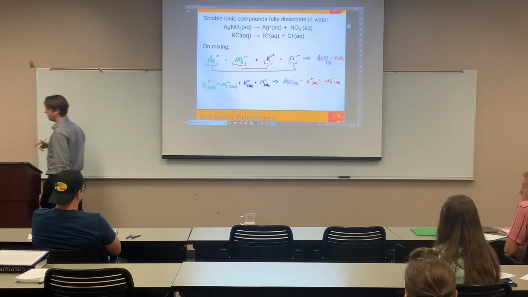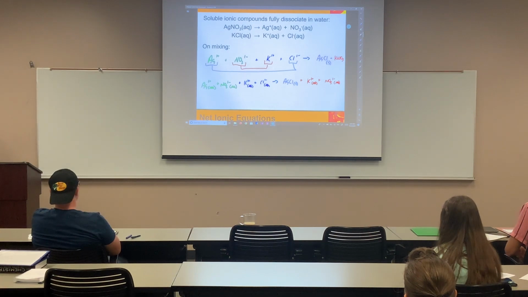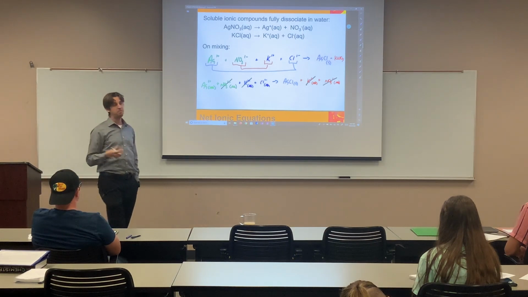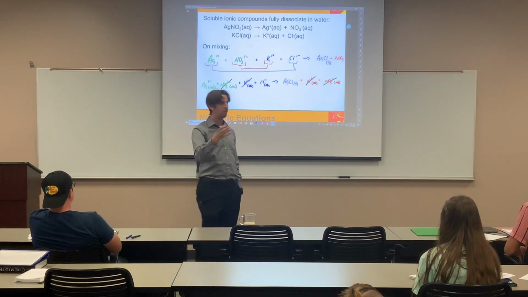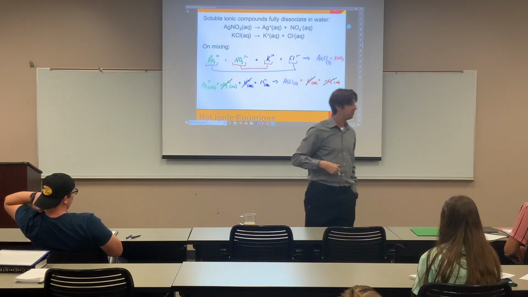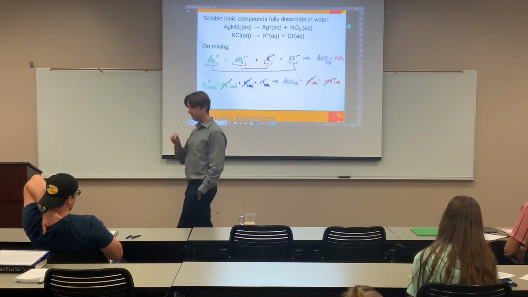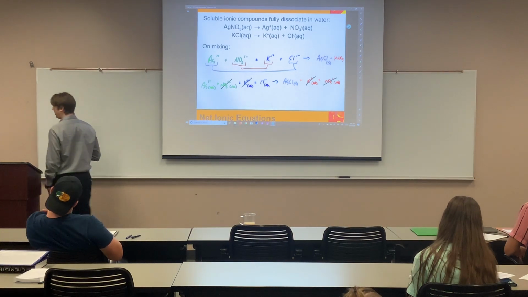Just get rid of it. Potassium doesn't do anything. You see how those are the same on both sides? It's just like in a mathematical equation. If we have x on both sides of an equation, they cancel each other out. So what are we left with?